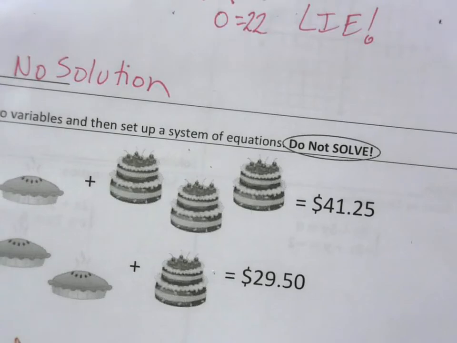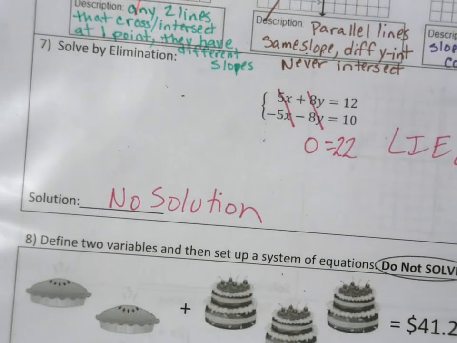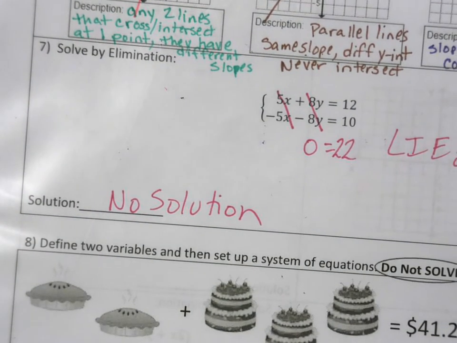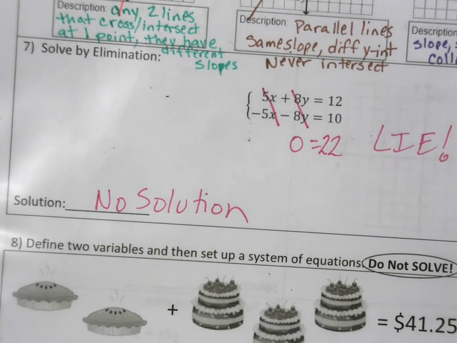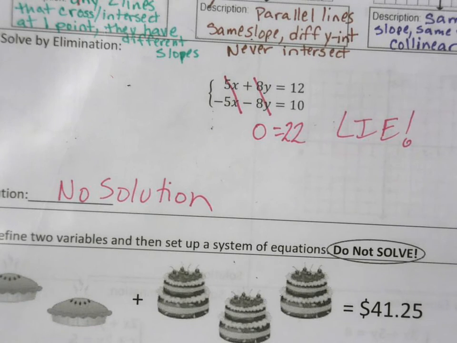I'm trying to get through this so I can give you your assignment, because yes, you have an assignment. Okay, so no solution for this one because everything cancels out and you get 0 equals 22. That's a lie, which means it's no solution.